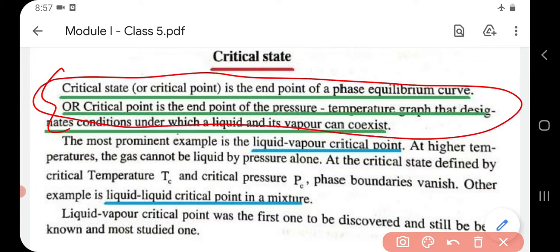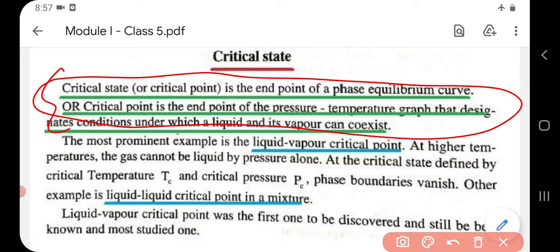Now they have quoted an example. One is the liquid vapor critical point. That is, we know at high temperature gas cannot be liquefied only by applying pressure. At critical state defined by critical temperature Tc and critical pressure Pc, phase boundaries vanish. Okay, so liquid vapor critical point is an example for critical point or critical state.